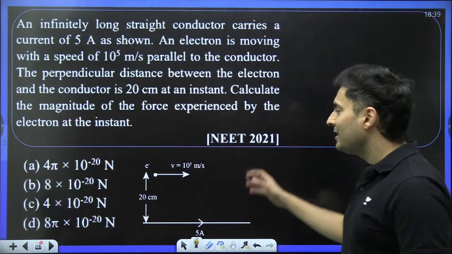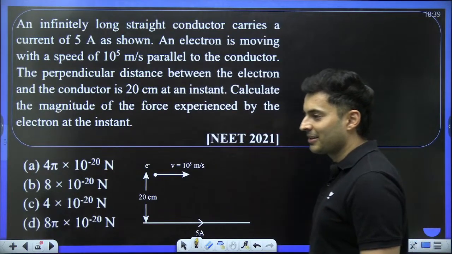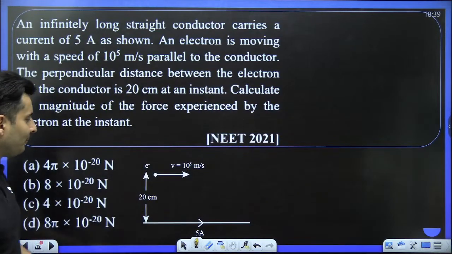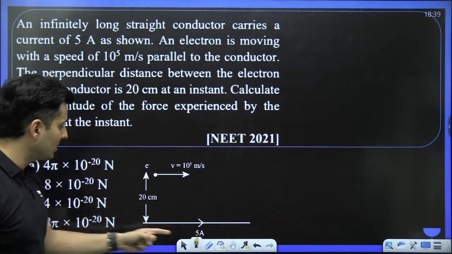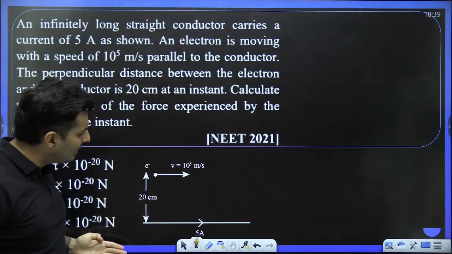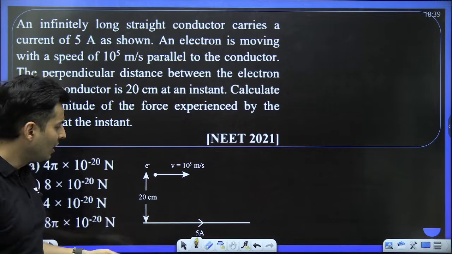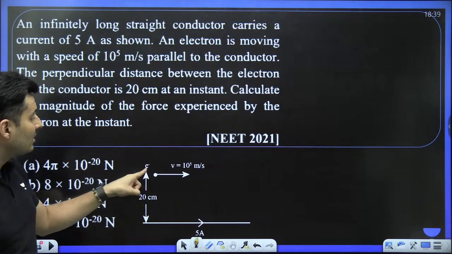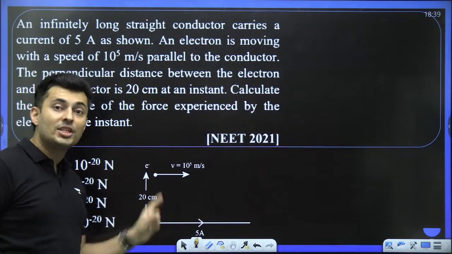Let's see if you can solve this NEET 2021 question. Wow, what a fabulous question. Look at this, a big question. Current is 5 amperes. This is a long wire, an infinitely long wire along the x-axis, with 5 amperes of current. It will create its magnetic field. That magnetic field at this distance will apply a force on the electron, which is moving.